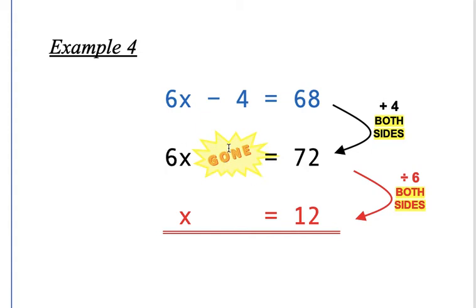So I've done a little cartoon gone there. I wouldn't do that normally, but I'm emphasizing the point. Okay, so adding 4, the minus 4 disappears, and you just get 6x equals, well, that's got to be 72 because you're adding 4 to both sides. And then I don't want to know what 6x's are. I want to know what 1x is on its own, so I divide everything by 6, both sides, to get a single x equal to 12.